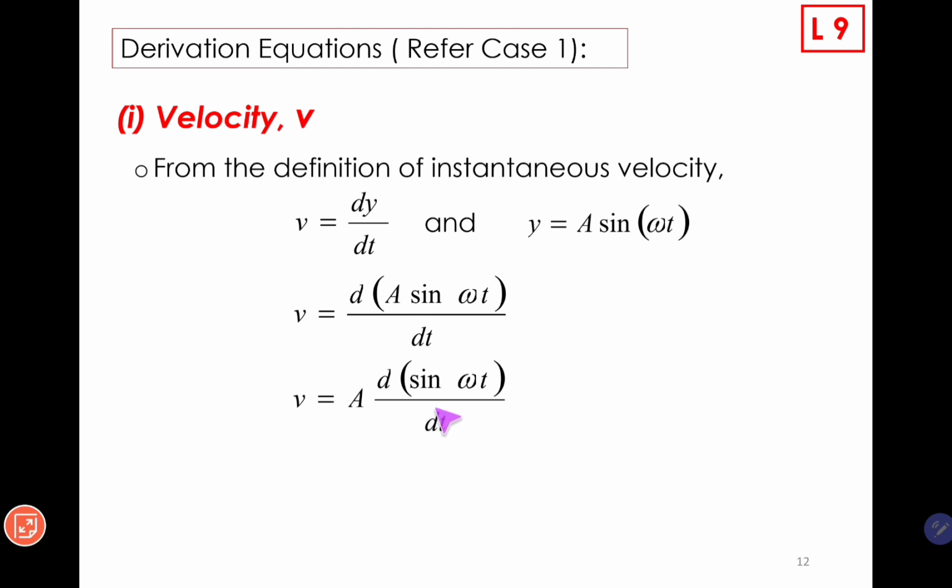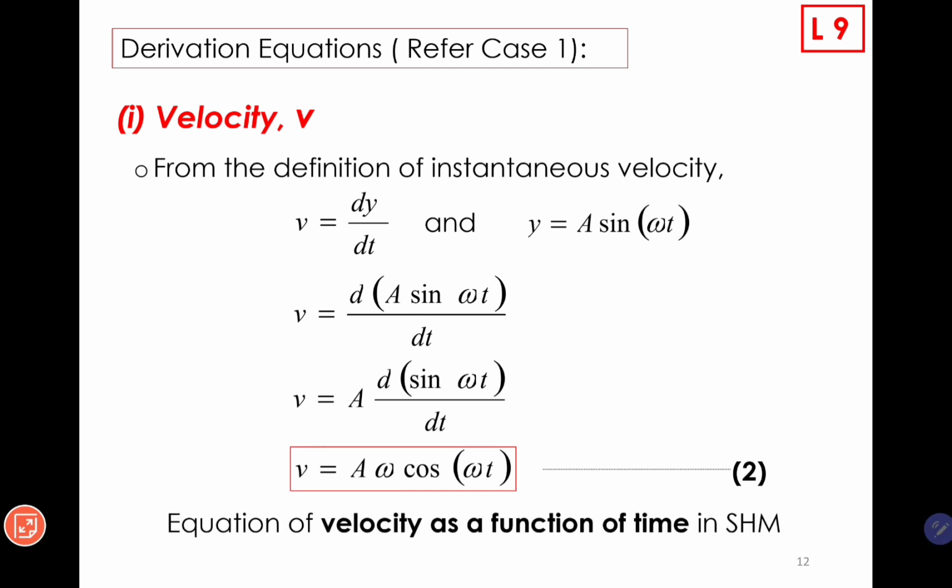In this case, we need to differentiate sine omega t with respect to t, and also omega t with respect to t. By differentiating sine omega t, you will get cos omega t, and by differentiating omega t with respect to t, you will get omega, giving you v equals a omega cos omega t. Alright, so this is the equation of velocity as a function of time in simple harmonic motion.